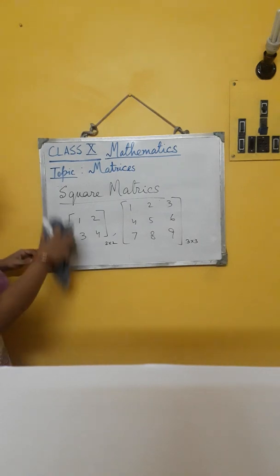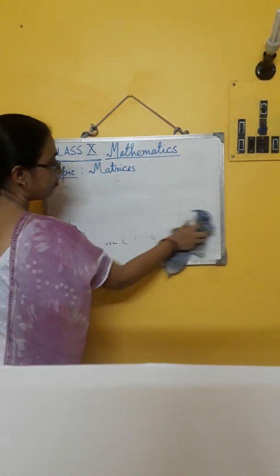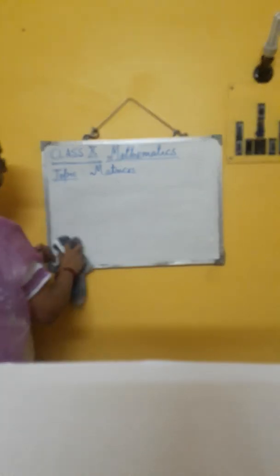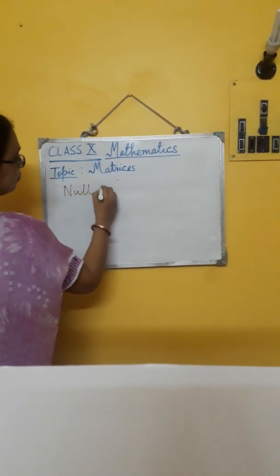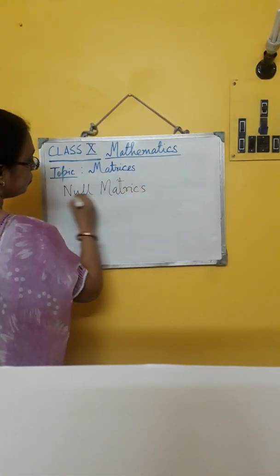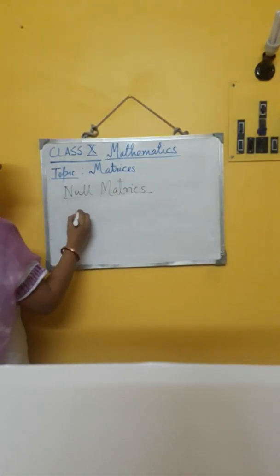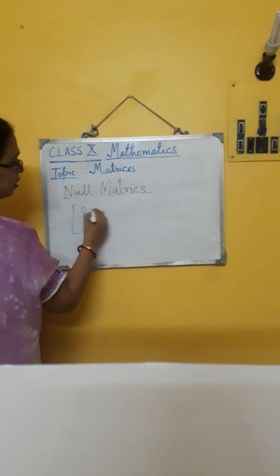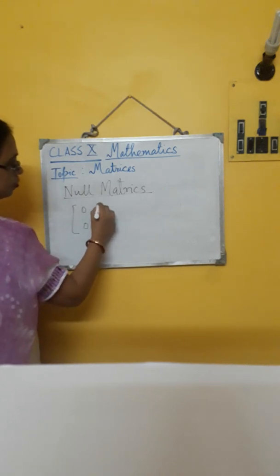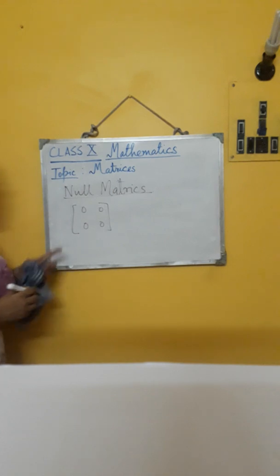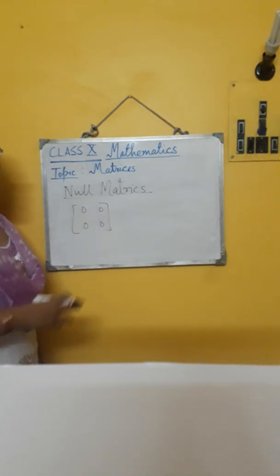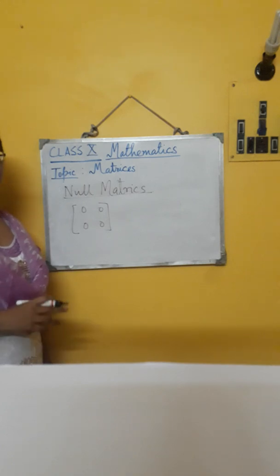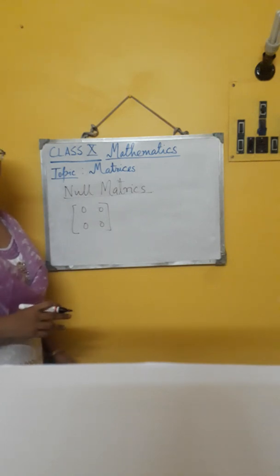Next we are coming to zero matrix or null matrix. What is a null matrix? Where all the elements are 0. Every element of this matrix, in all rows and columns, is 0. That is called the null matrix or the zero matrix.